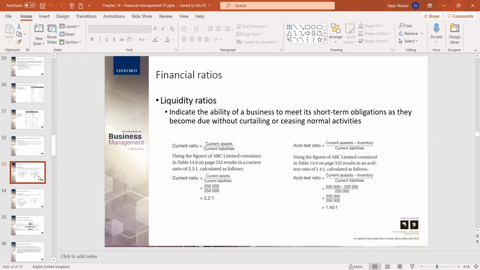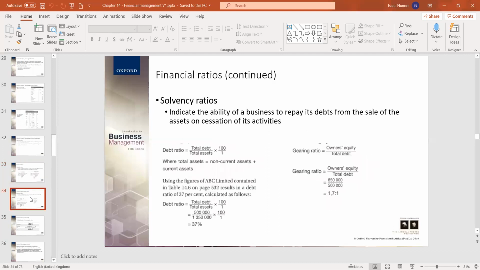The liquidity ratio should be evaluated with caution, considering the nature and condition of the current assets and the correctness of their values as recorded in the statements. These are things that we should be mindful of. We can talk about the solvency ratios. The solvency ratio basically indicates the ability of a business to repay its debt from the sale of its assets on cessation of its activity.